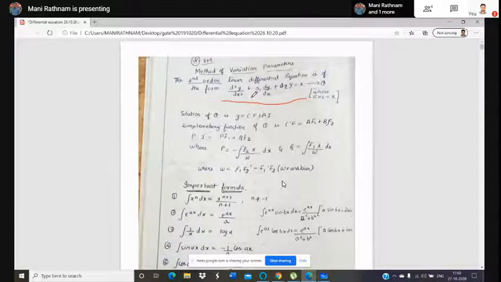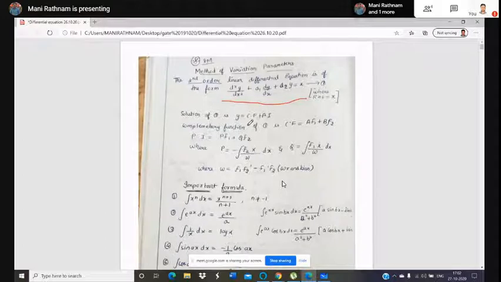In the next topic we will discuss differential equations containing variable coefficients. Here the differential equation contains constant coefficients, where a1 and a2 are constants, dy by dx is a first order derivative, y is the dependent variable, x is the independent variable, and d square y by dx square is a second order derivative. So the solution of equation 1 is y equal to CF plus PI.